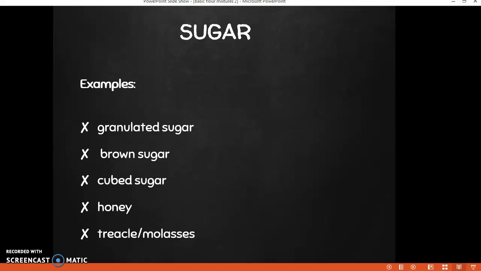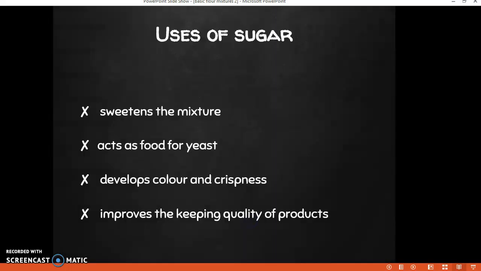The next major ingredient is sugar. When we are making flour products, we need to add sugar to sweeten the mixture or to make the mixture very sweet. We have different types of sugar. We have the white one we put in our tea, the granulated sugar. We also have brown sugar. We have the cubed sugar. We have treacle or molasses. We also have honey. Molasses or treacle, they are the same. In other words, golden syrup and dark syrup.